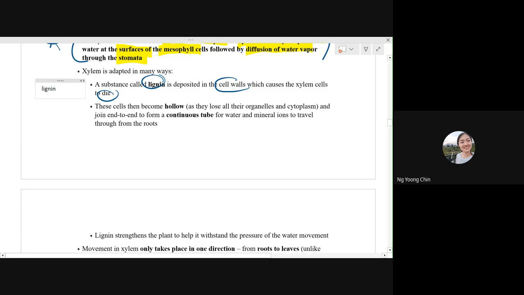So this means lignin is found in the dead cell. Since the cell has already died, it doesn't have cytoplasm inside, so the inside is totally empty. The cell becomes hollow because it has lost all its organelles and cytoplasm. And the cells are joined end to end to form a continuous tube. This continuous tube means the structure is without any cross wall.